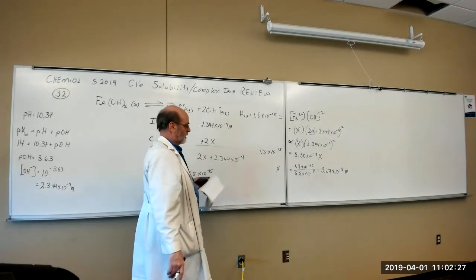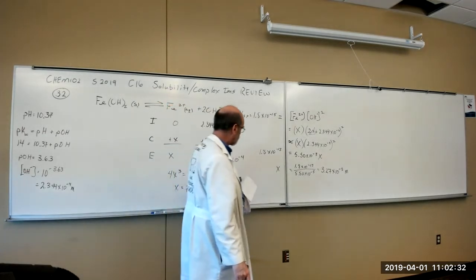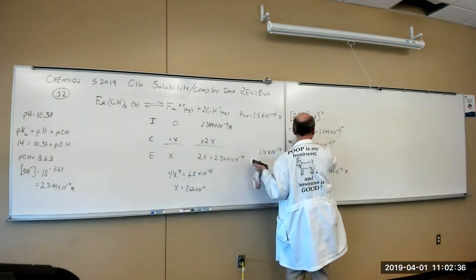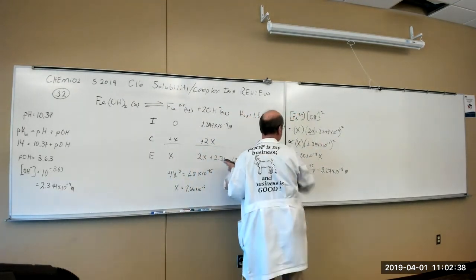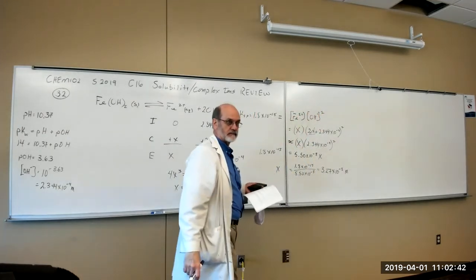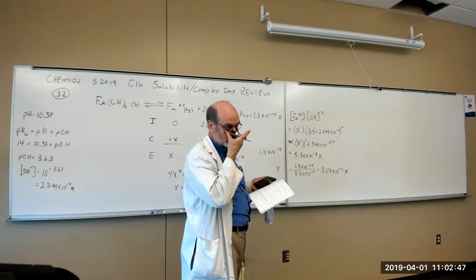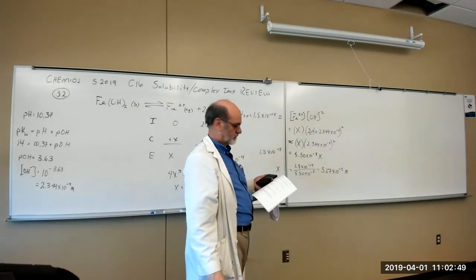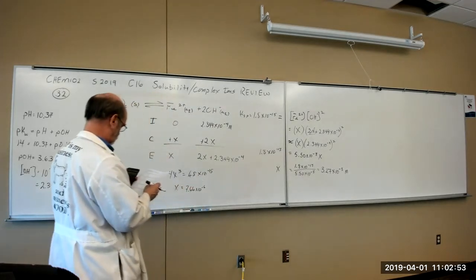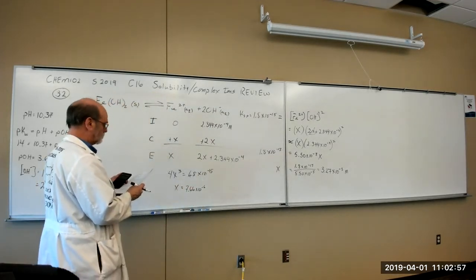The question is, does it fit the 5% rule? So the only way to tell that is take x, put x in here, and see if it comes out to that value. Well, so wait. Go ahead. We just calculated so that x, that is the concentration of iron.